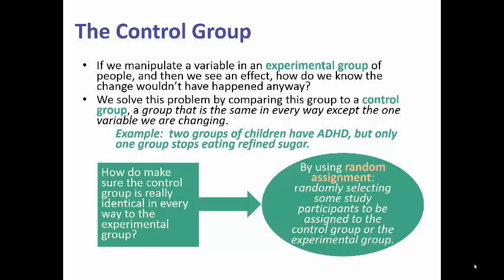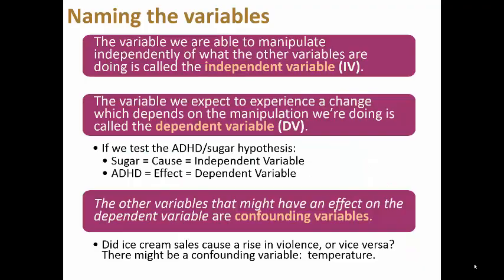So how do we make sure that the control group is really identical in every way to the experimental group? That's by using random assignment, whereby we randomly select some study participants to be assigned to the control group and some to the experimental group. So we're not doing any kind of self-selection, which could lead to bias.